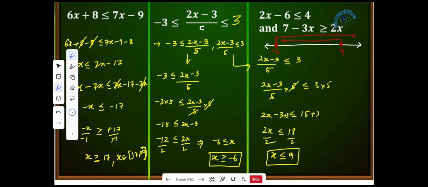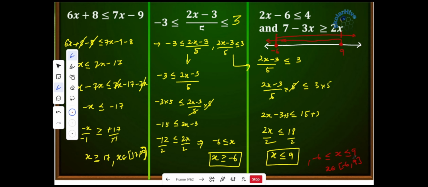By looking at these two, we can find it. Values of x are bigger than or equal to minus 6 and less than or equal to 9. It means for these two regions, the common region is this, from minus 6 to 9. So the solution for this is nothing but x less than or equal to 9 and bigger than or equal to minus 6, which we can write as x belongs to [minus 6, 9].